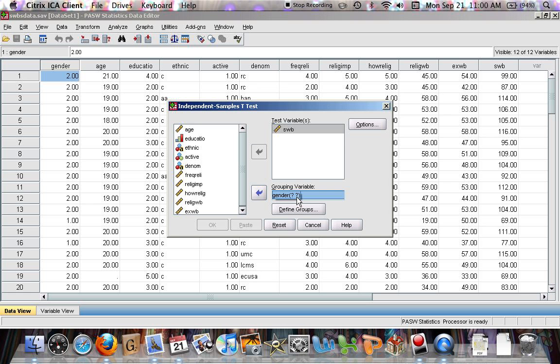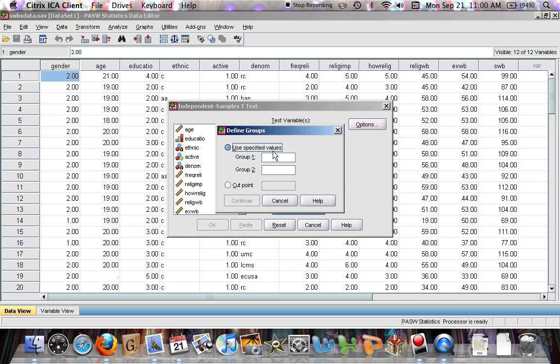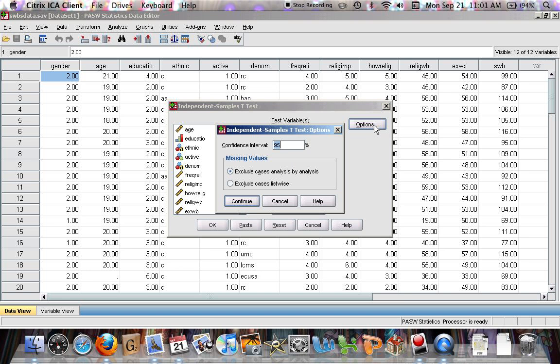You put it in there and it asks you for what two values of that variable we are looking at. And so you have to hit Define Groups to do that. Group 1 is 1, group 2 is 2. And you could also set a cut point so that it would divide up a continuous variable at a certain place. But here we have two specific levels in that categorical variable. And we hit Continue.